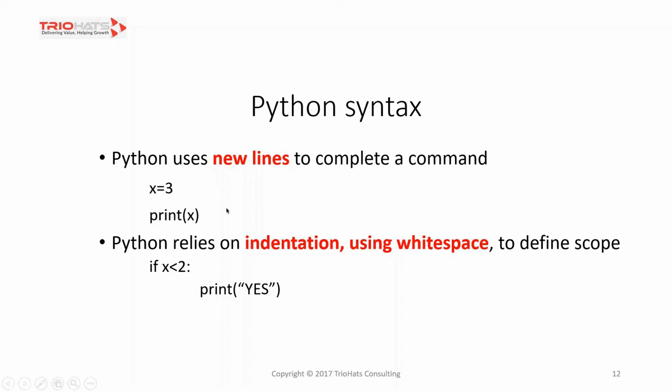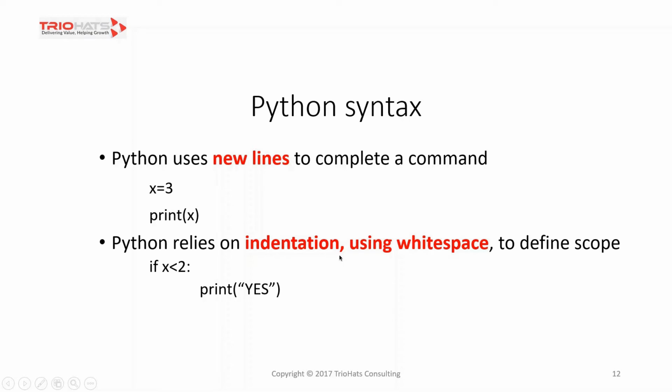After writing the first line, just hit enter and the cursor will move on to the second line, where you will start writing the second line of the code. In this way, Python uses the newline to complete the command. And it relies on indentation.